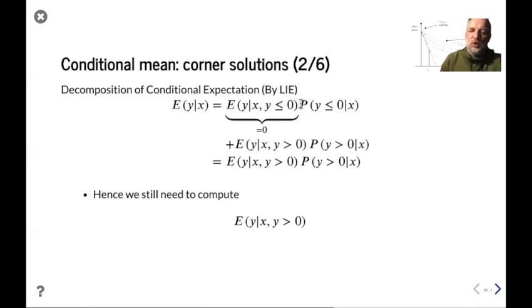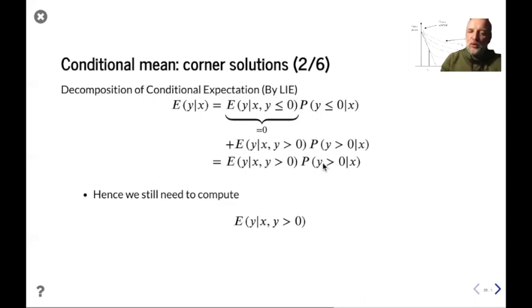Now let's look at the first part here. That is the conditional mean of y given that y is negative. That's the same as saying y star is negative, but when y star is negative, y is equal to 0. So this is just equal to 0, and we don't have to care about this part at all, whatever it's multiplied by is 0. Then you have the latter part, which is the conditional mean of y given that y star is positive, times the probability that that is the case.